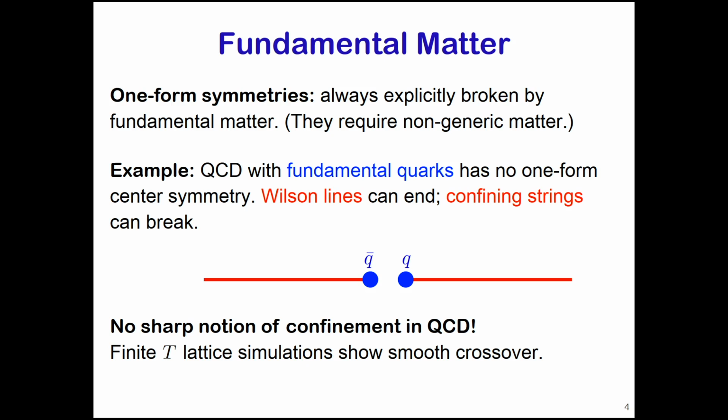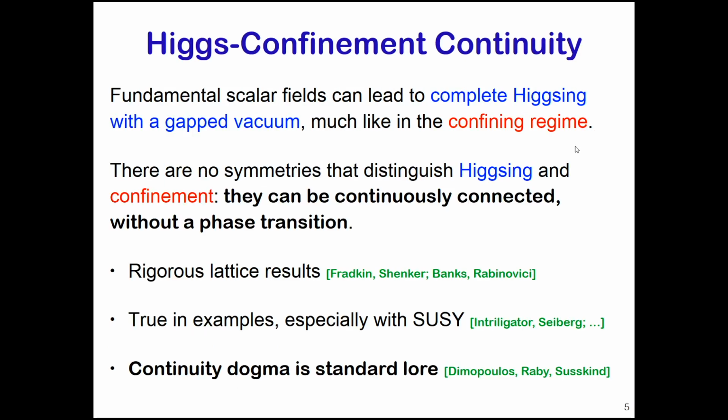It has sharp consequences for the phase diagram. For example, if you heat up QCD with physical quark masses, then there's no sharp finite temperature deconfinement transition. Instead, if you study that theory on the lattice, then you find a smooth crossover as a function of the temperature.